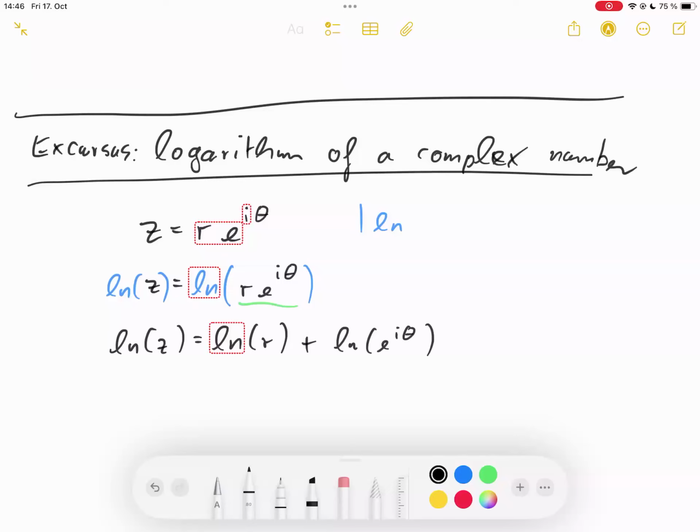And then we have our logarithm of r, and we have the logarithm of e to the power of something. So this is I times theta. So this was an excursus: we apply the logarithm to a complex number.